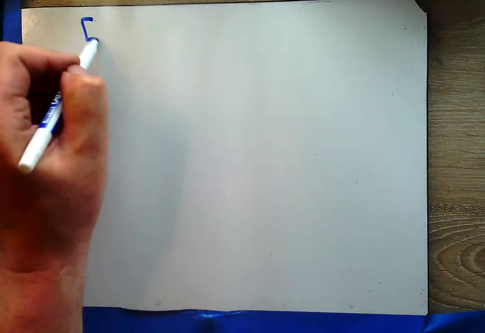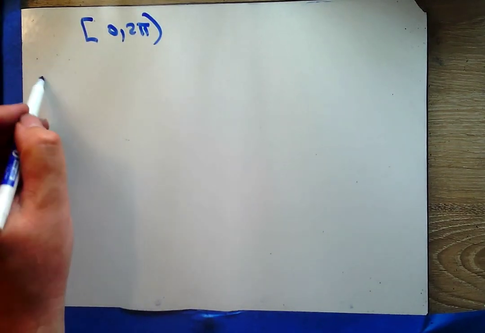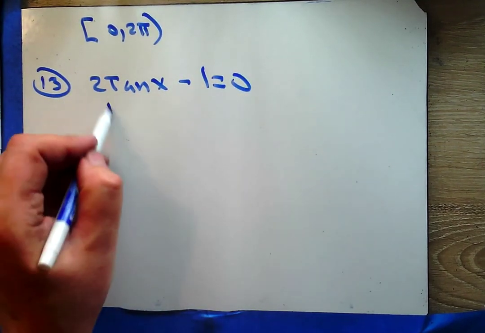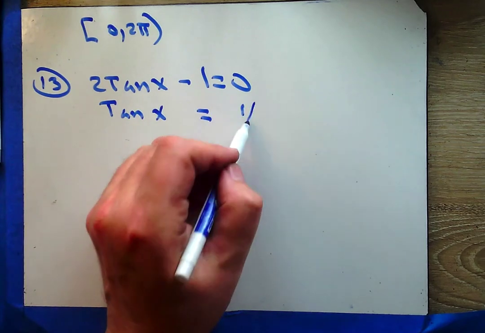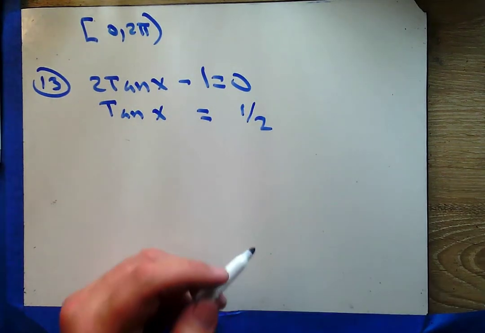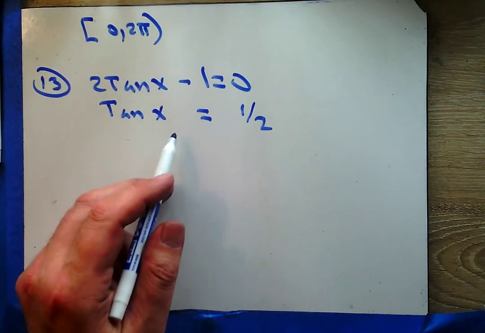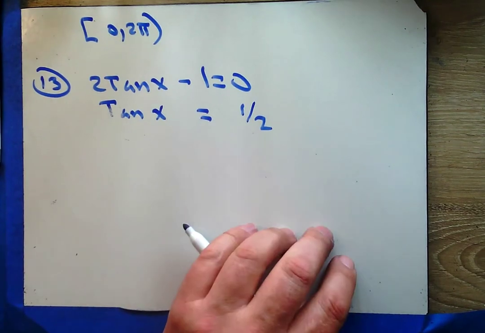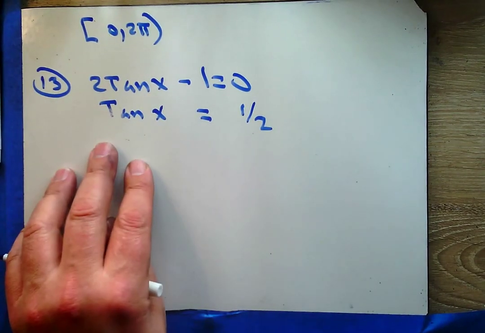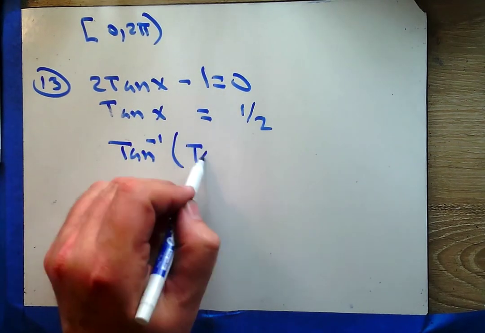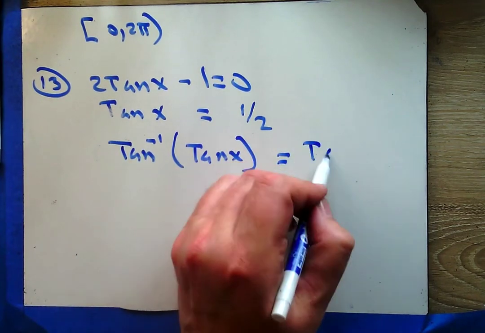All right, what's next? 13, we're solving on 0 to 2 pi. So 13 says 2 tangent x minus 1 equals 0. I know that tangent of x equals 1/2. Well, do you know when tangent equals 1/2? Because I sure don't. I know when sine equals 1/2 or cosine equals 1/2. I don't know when tangent equals 1/2. So this is going to be with calculator. I mean, I could do this. I could take the tangent inverse of both sides.